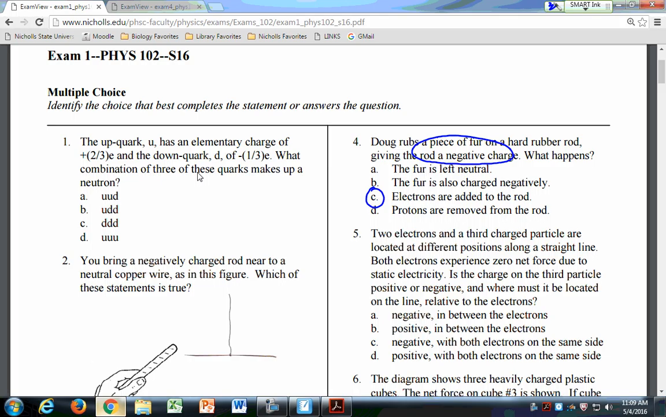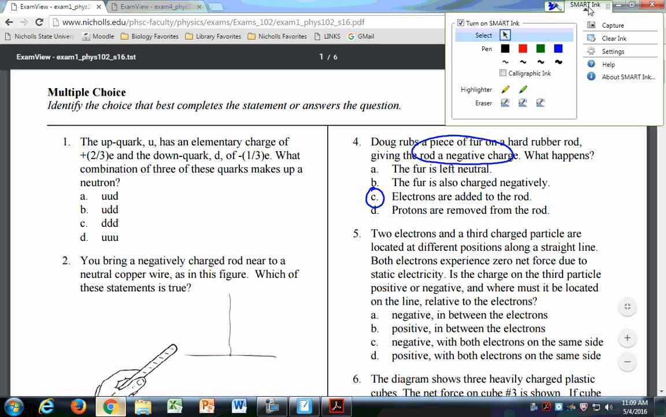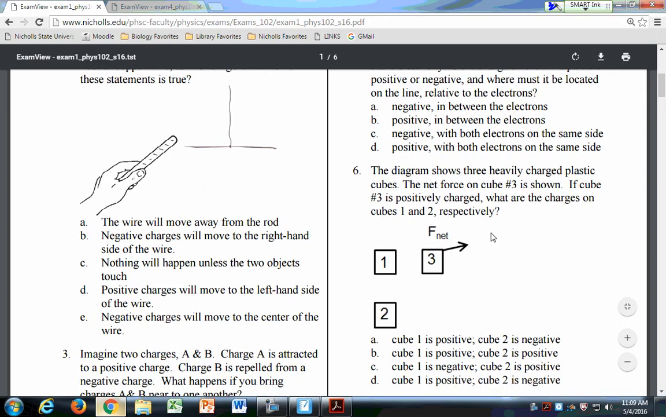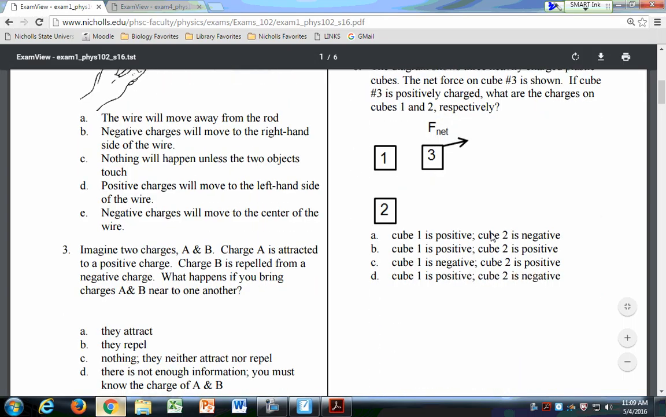It says the fur is charged negatively. If anything, the fur is charged with a positive charge. It's definitely not a negative charge. The electrons are added to the rod. That's the correct answer. D might seem right, that if you take protons away you make the charge negative, but you never remove protons. It's very difficult to remove a proton from an atom, but it's easy to remove an electron. So you do need to know there are several questions about static charges and how they respond in certain situations. Anything else here on this page? Is that clear? Ladies? Yeah.